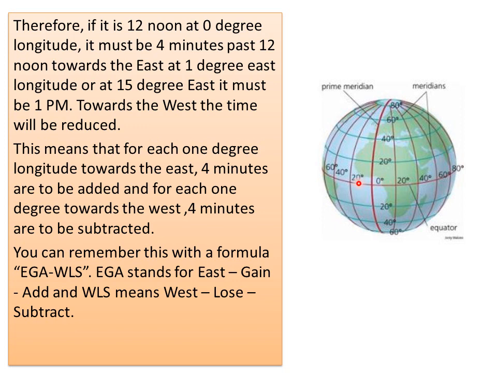Similarly, if we go westwards from the prime meridian, at 1 degree west, the time will be 11:56 a.m. and at 2 degrees west meridian, it will be 11:52 a.m. and so on. You can remember this with the formula EGA WLS. EGA stands for East Gain Add. That means as you travel eastwards, you gain time, so you add the time. And WLS means West, lose, subtract. You go towards the west, you lose time, so you subtract.